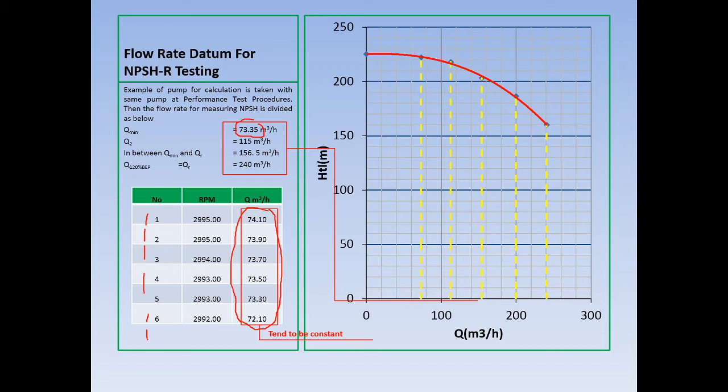Of course, from the beginning we open the discharge valve so the flow already meets 73.35, and after that we fix that point at 73.35, and then we throttle the suction valve. After throttling we get this data. Now we are working on this first data, and there are remaining 4 data we have to collect.